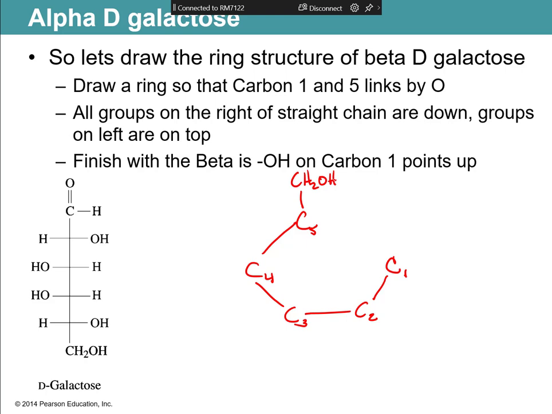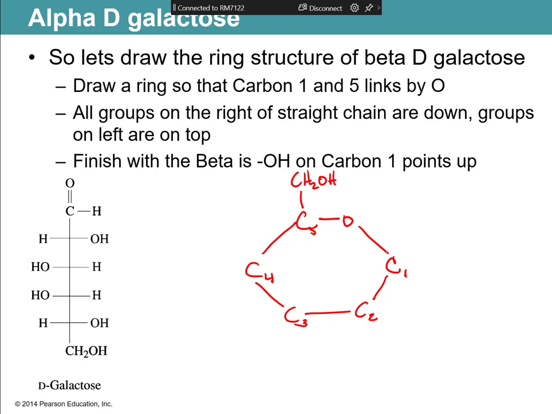Okay, so that's the one that's sticking up. So see it here? It's sticking up off of carbon number 5. So it sticks up in that ring. So this is 1, 2, 3, 4, 5, and that's 6. And then oxygen spans 1 and 5. Okay? So oxygen spans 1 and 5.